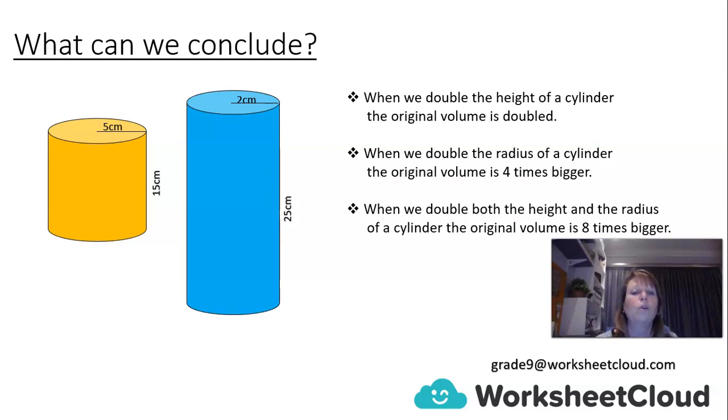Like I said, you make up your own cylinder, draw it yourself, make up the radius and the height, because remember it can be any measurements, and then you double first the height, then double the radius, and then double the height and the radius, and see if you get the same results. If you do, then that's pretty much the standard rule. If you don't, maybe go back and check or watch the video again to see where I may have gone wrong.